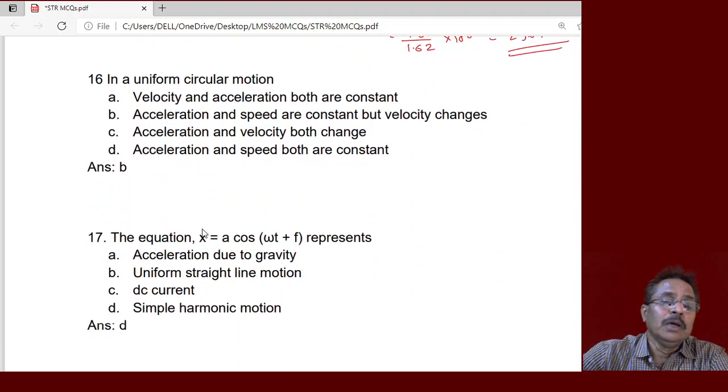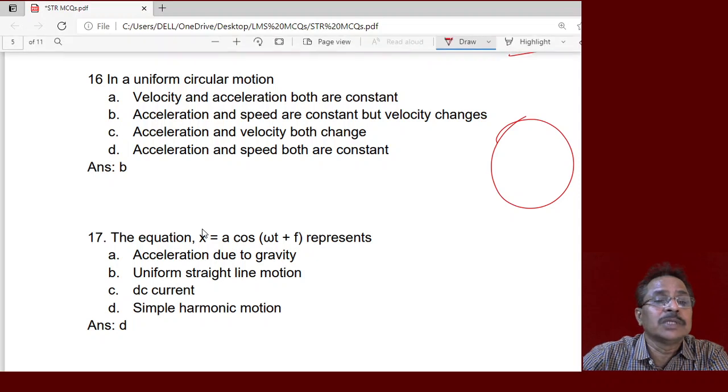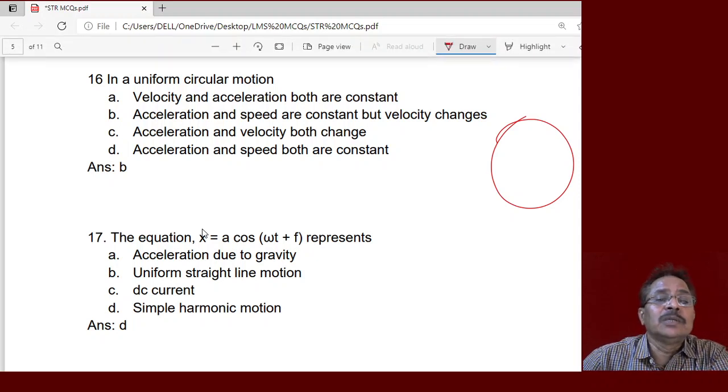Now 16, in a uniform circular motion, there are 4 options. Uniform circular motion. Okay, so what is uniform circular motion? Velocity and acceleration both are constant. So velocity may be constant and acceleration may be, but acceleration and velocity, since these are vectors, this is velocity, acceleration is toward the center, both of these vectors change their direction. The magnitude remains the same, but the direction changes. Therefore, these are not going to be the same. So this is not constant. So velocity and acceleration being vectors, they don't remain constant. So this is not true.